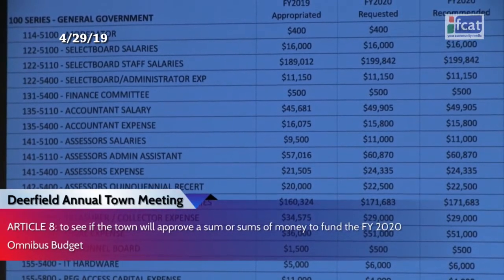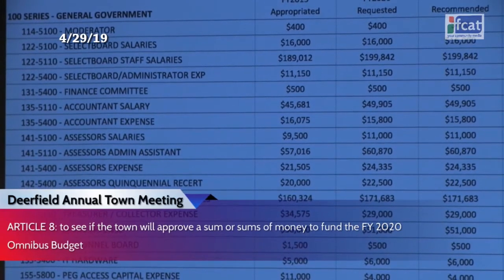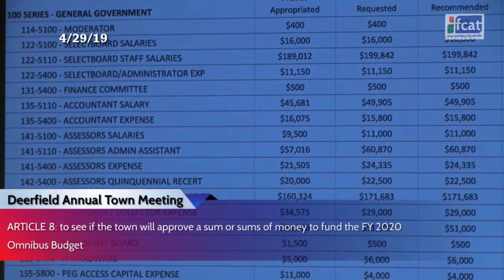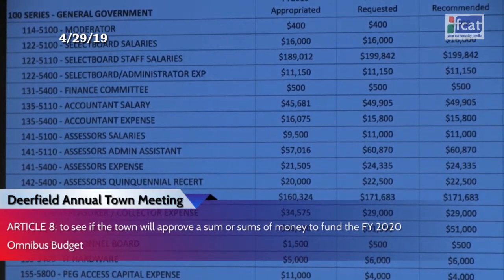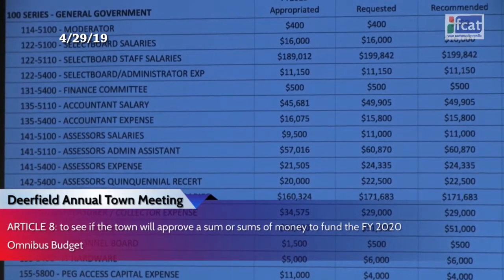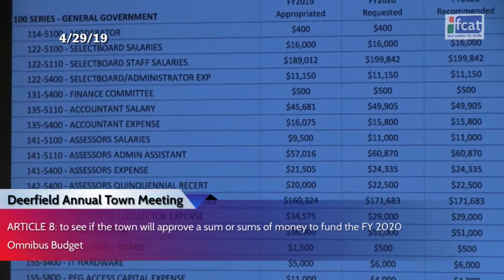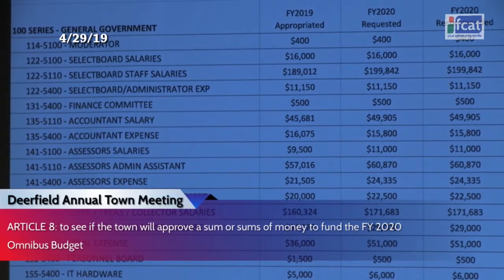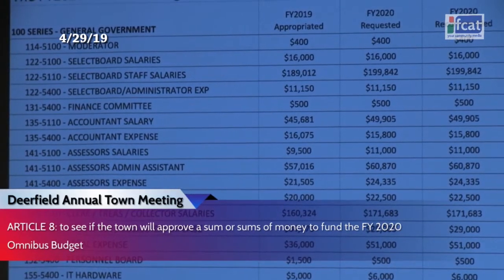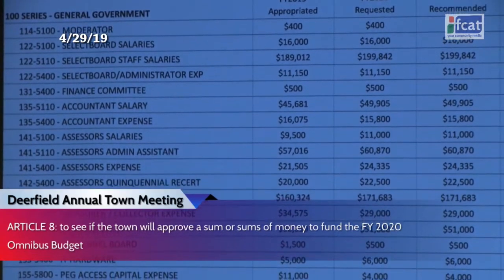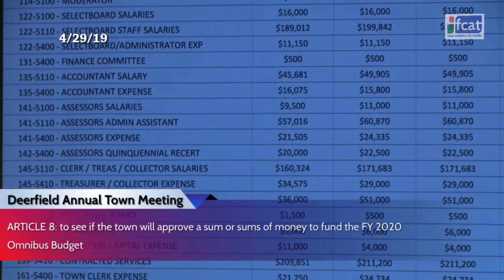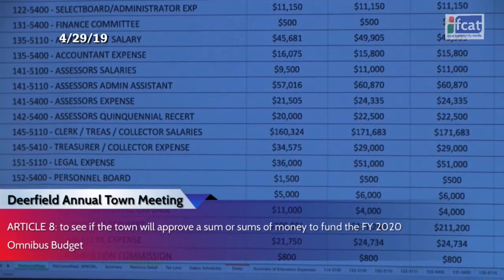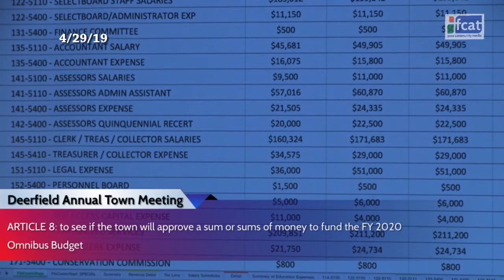Moderator, $400. Select board salaries, $16,000. Select Board staff salaries, $199,842. Select Board administrator, $11,150. Finance committee, $500. Accountant salary, $49,905. Accountant expense, $15,800. Assessor salaries, $11,000. Assessor's administrative assistant, $60,870. Assessor's expense, $24,335. Assessor's quinquennial recertification, $22,500.